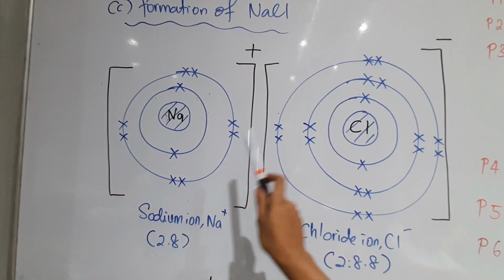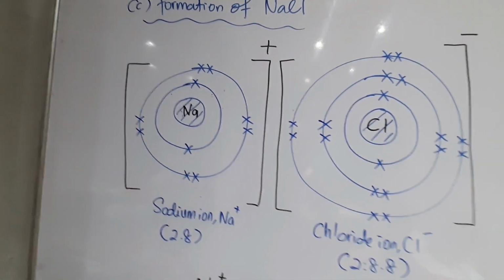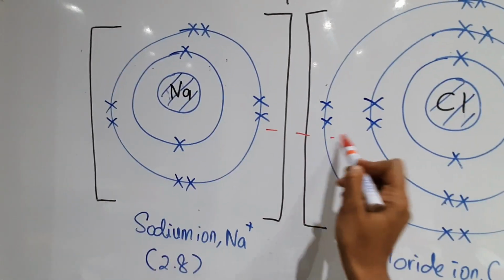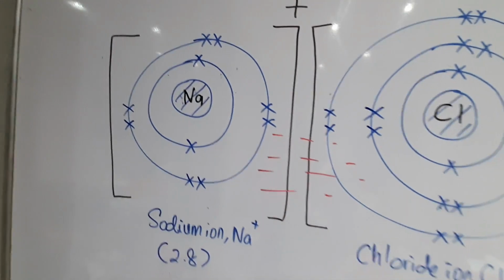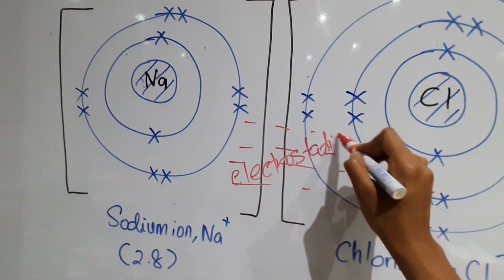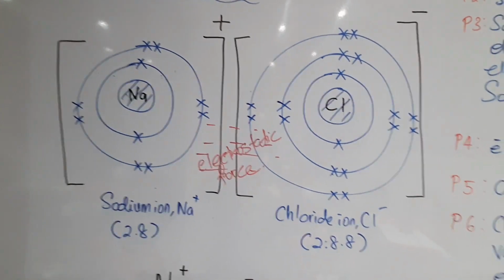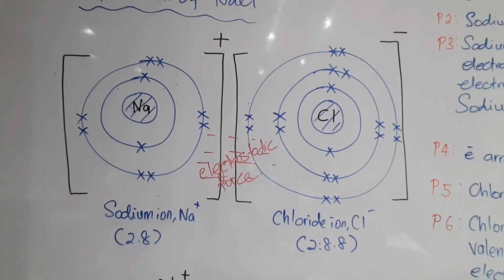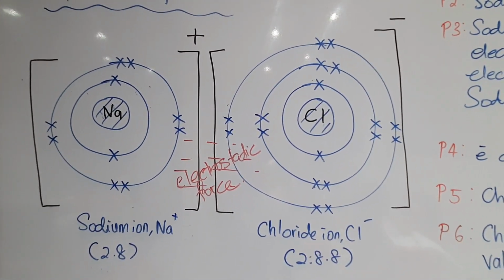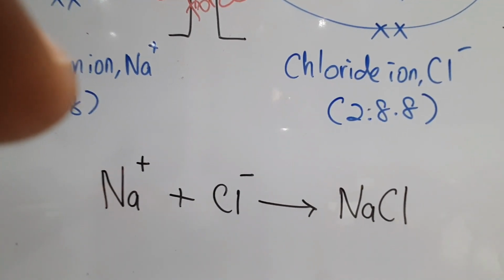Now, the sodium ion and the chloride ion, which are oppositely charged, the positive and the negative ions, will be attracted together by strong electrostatic force. There is a force between these two ions. The force is called electrostatic force, and this is a strong force. So once this strong force is formed, it will form the sodium chloride compound.